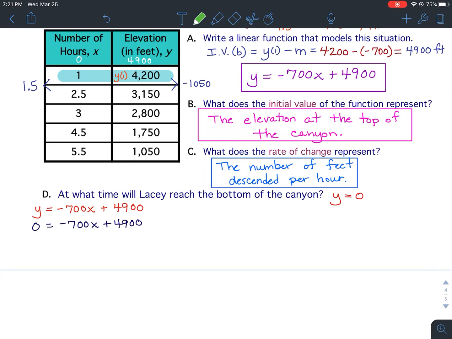But because there's a 0 over here, I can actually take my x term to the left. And that's what I like to do, only because I like to have my x term be positive. So I'm going to add 700x to both sides. Let me move this down just a little bit. I'm doing the inverse operation since it's negative. I'm going to make it positive. I'm going to add 700x to both sides.